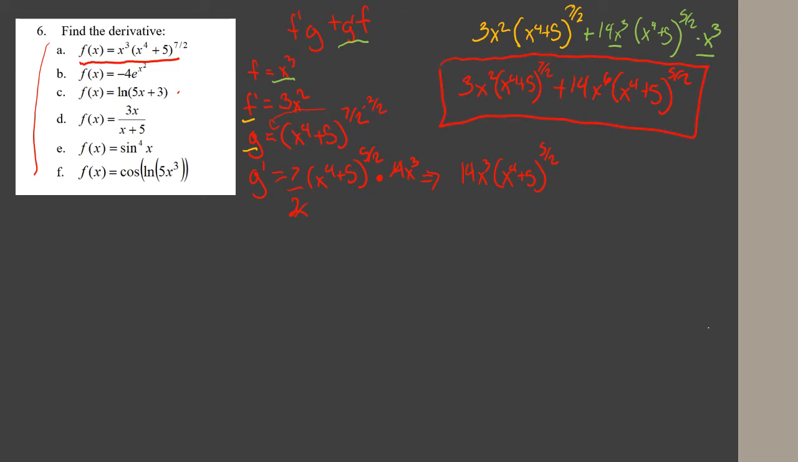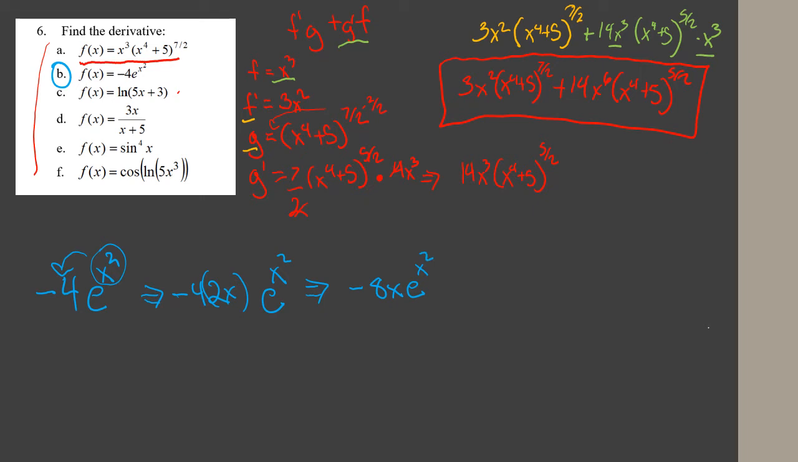And that is our derivative for A. All right, now let's do B. For B, we're told to find the derivative of negative 4 e to the x squared. Anytime we have e to the x squared, we take the derivative of the exponent, and then the exponent stays the same. So if we take negative 4, the derivative of x squared is 2x, so negative 4 times 2x, e to that x squared, because that exponent doesn't change for e. So if we combine terms, we get that the derivative is negative 8x e to the x squared.